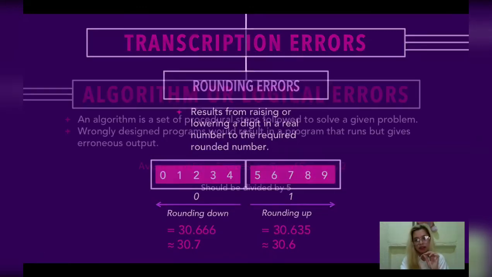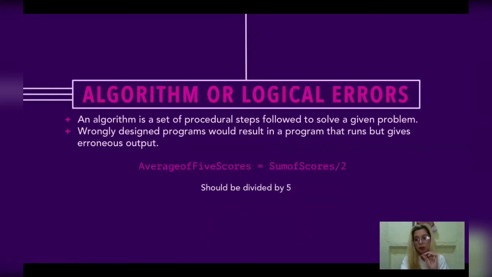Okay, so the last one under the description of error is the algorithm or logical errors. An algorithm is a set of procedural steps followed to solve a given problem. Algorithms are used as design tools when writing programs. Wrongly designed programs would result in a program that runs but gives erroneous output. Such errors that result from wrong algorithm design are referred to as algorithm or logical errors. For example, here, you inputted average of 5 scores equals the sum of scores divided by 2, but it should be divided by 5, right?